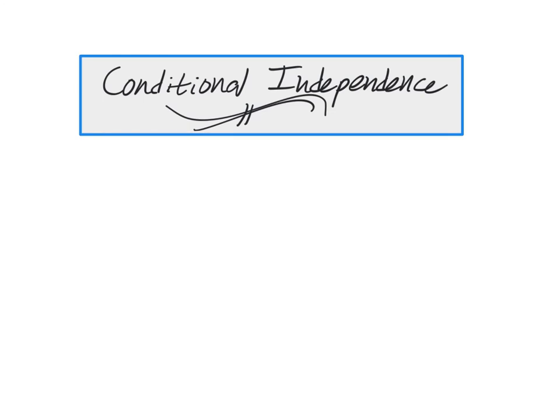To understand the literature on treatment effects, you'll need to develop some familiarity with the concept of conditional independence and its properties. This video provides a short overview. Before we move on to conditional independence, let's start with plain vanilla statistical independence.